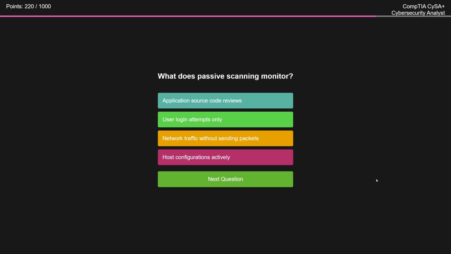What does passive scanning monitor? Application source code reviews, user login attempts only, network traffic without sending packets, or host configurations actively. For me, it's going to be network traffic without sending packets, because with passive scans, you're passively scanning just to see what comes in, right? But you're not actively sending packets. You're waiting for the packets to come to you, basically. And that's what I think.